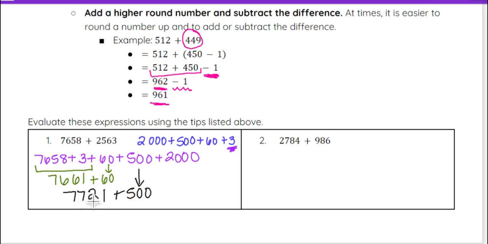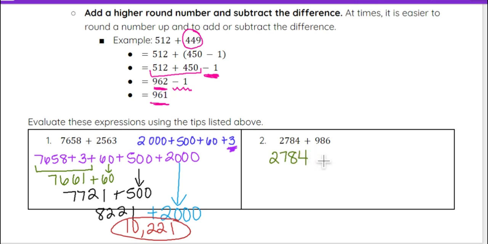When I do 7,721 plus 500, I get 8,221. But I still have to add in my 2,000 that I have not added yet. And when I combine those together, I end up with 10,221. So that would be my final answer on this one. So adding in part by part can be a helpful way to do this mentally. On the second example, I'm going to talk you through a different trick there.